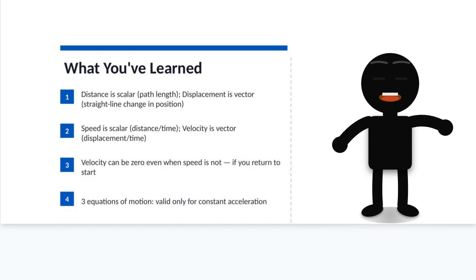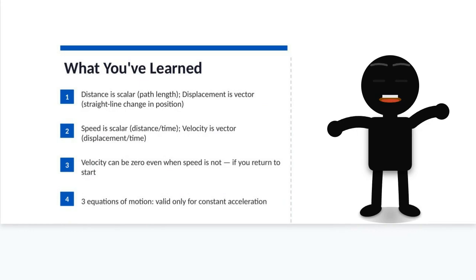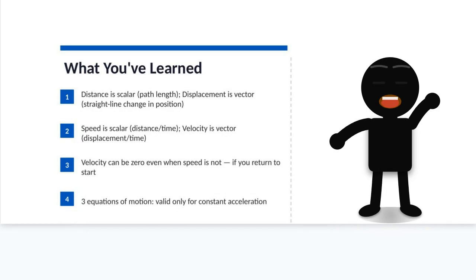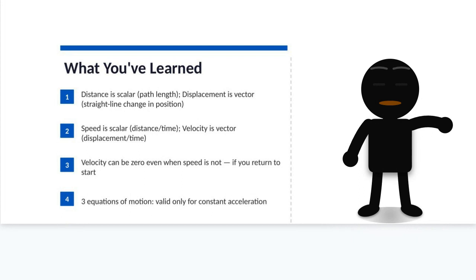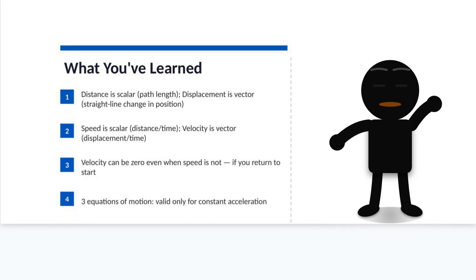Let us summarize what you learned today. Distance is a scalar, it is the total path length and is always positive. Displacement is a vector, it is the straight line change in position and can be 0 or negative. Speed is distance divided by time, a scalar. Velocity is displacement divided by time, a vector.